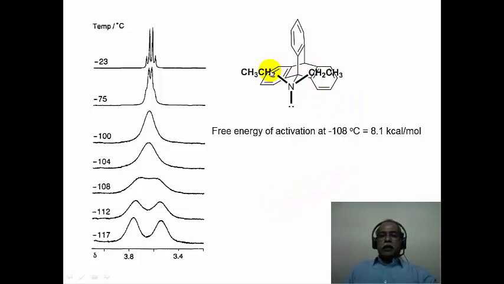So the two methylenes become indistinguishable and become a single signal at high temperature. At low temperature, these two methylenes can be distinguished from one another because of the pyramidal inversion that is taking place. The activation barrier for this process is about 8.1 kilocalories per mole for the rotation of the carbon-nitrogen bond in this molecule.